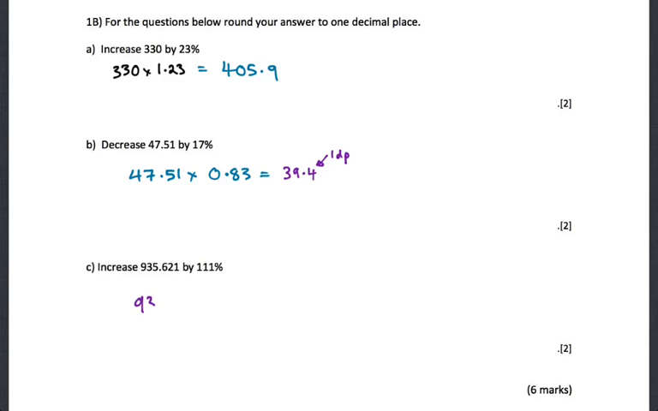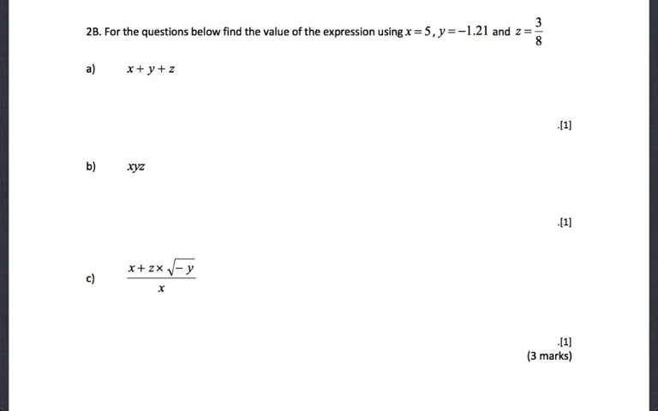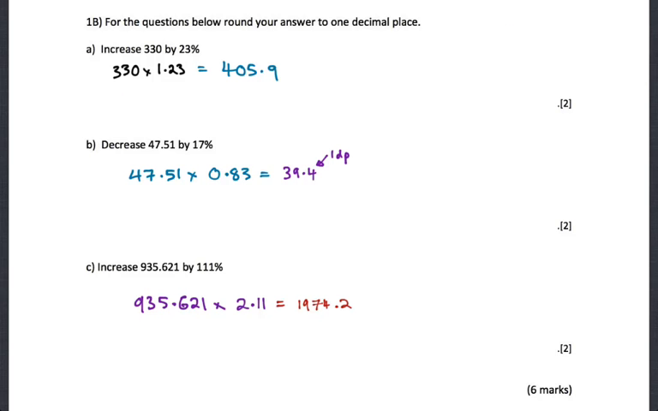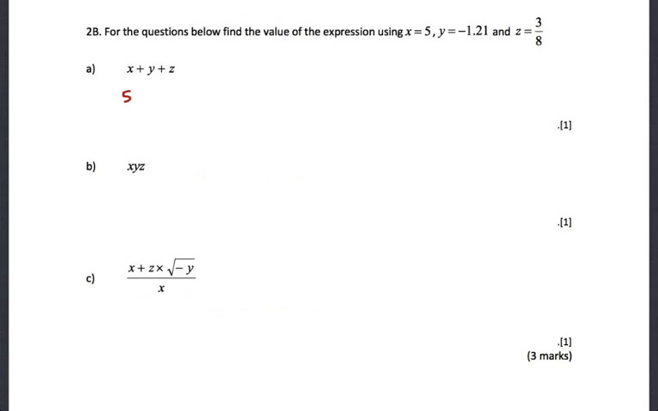Next, it says increase 935.621 by 111%. So if we're increasing by 111%, we're really finding 211%, which means we're multiplying it by 2.11. When you do this on your calculator, you get 1974.2 to one decimal place. Okay, we'll move on to the next question.